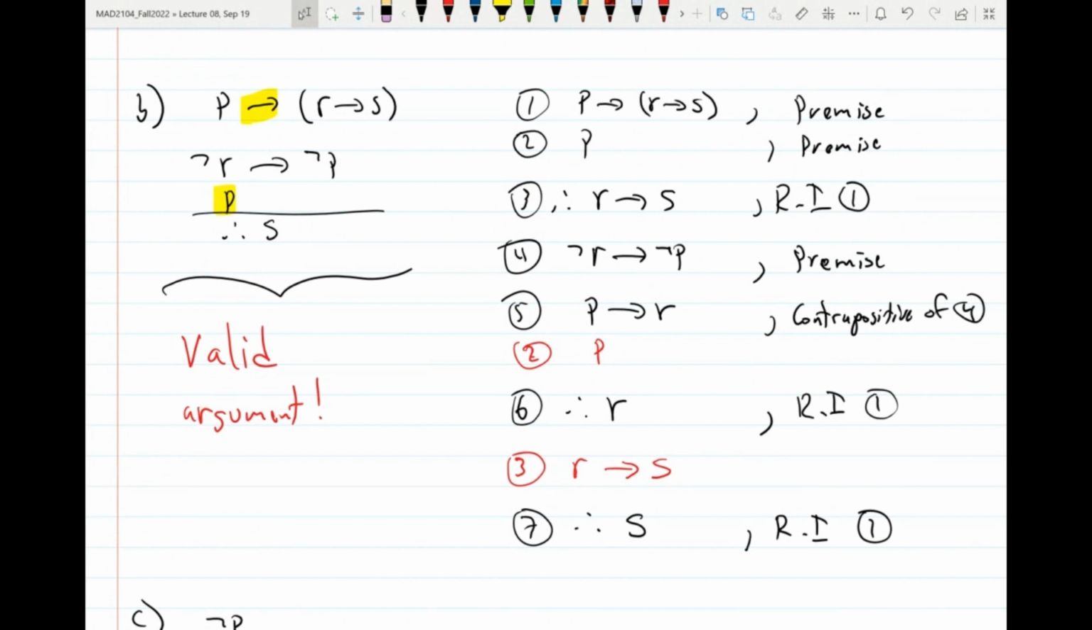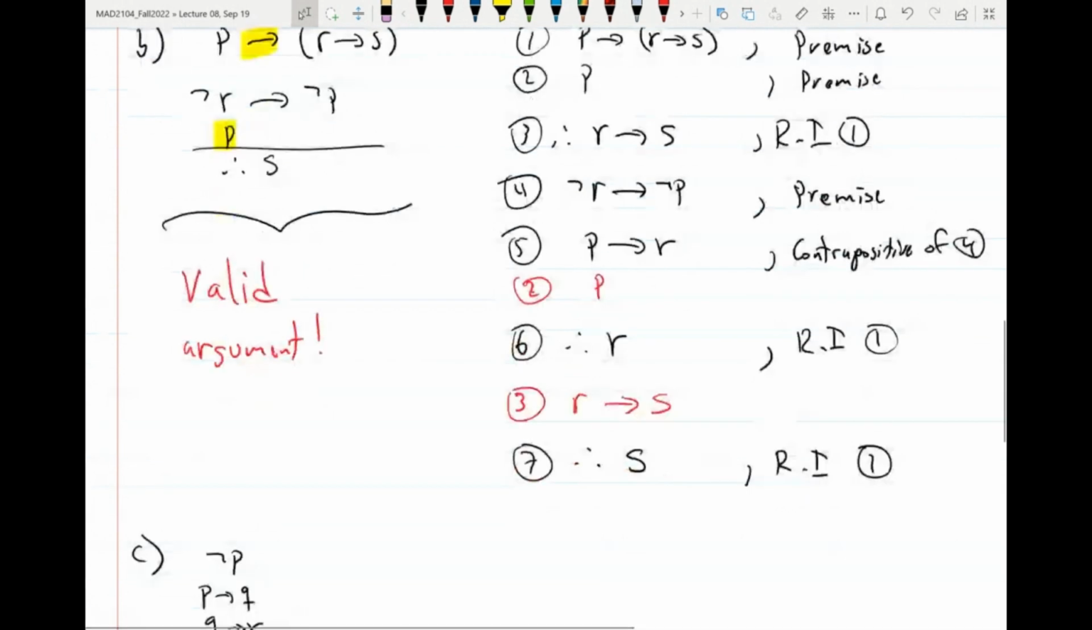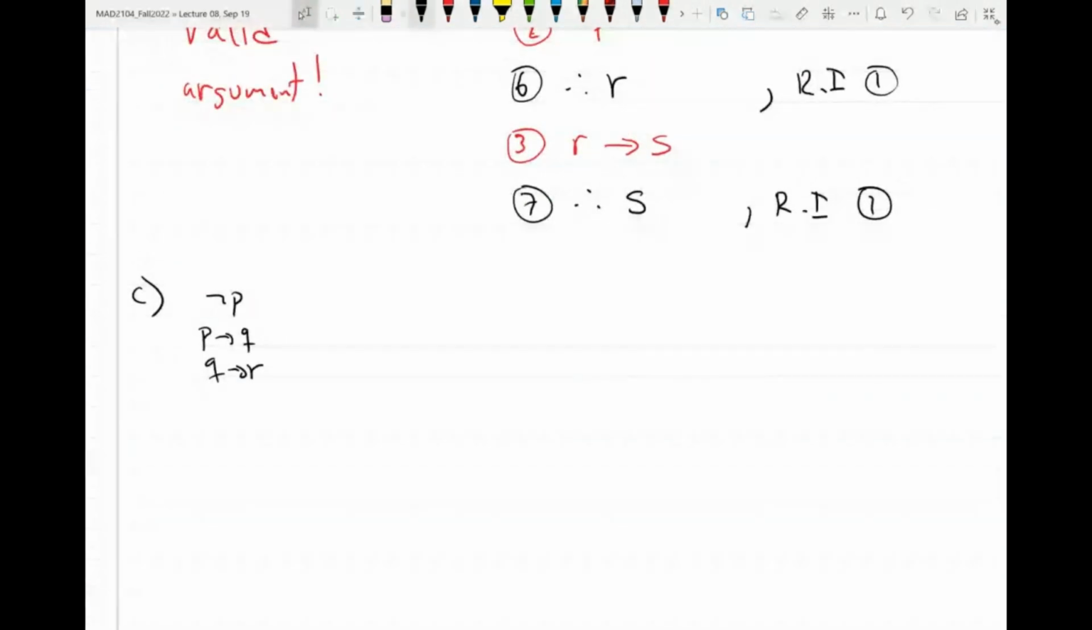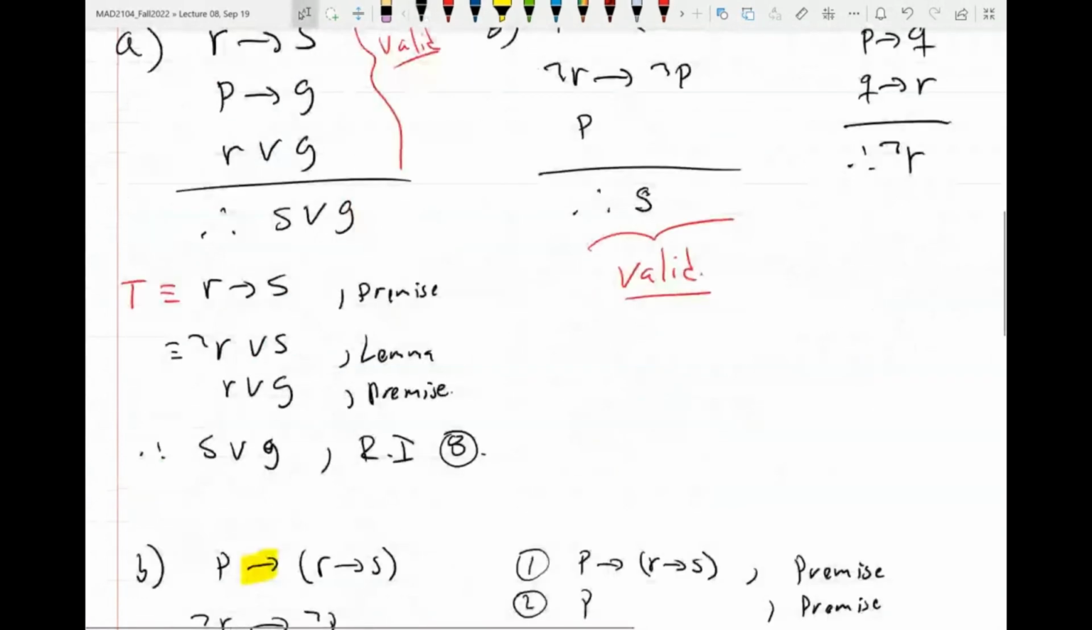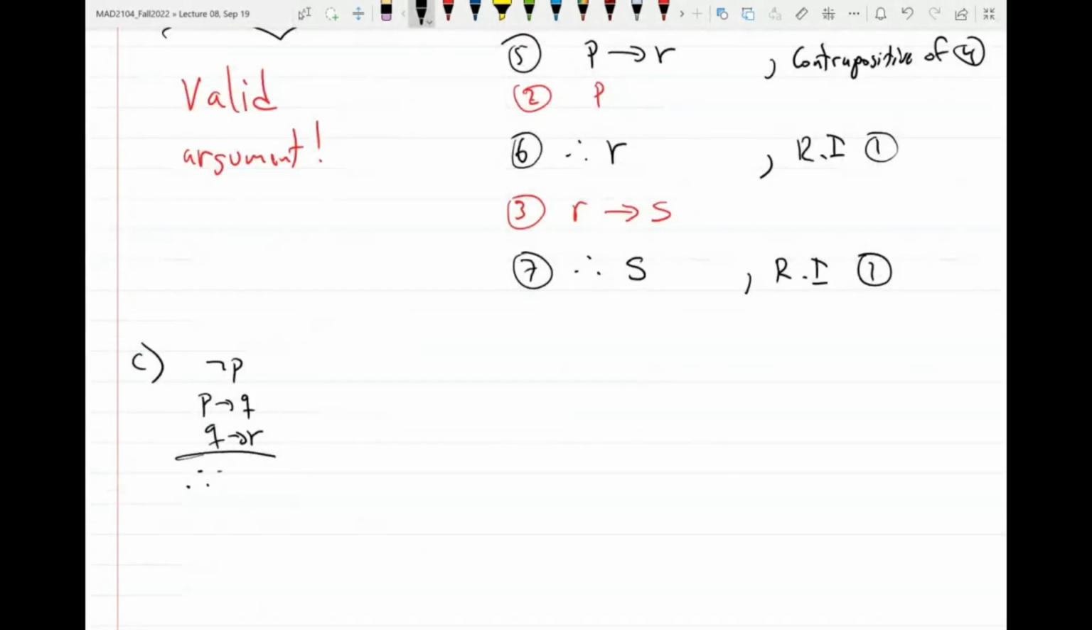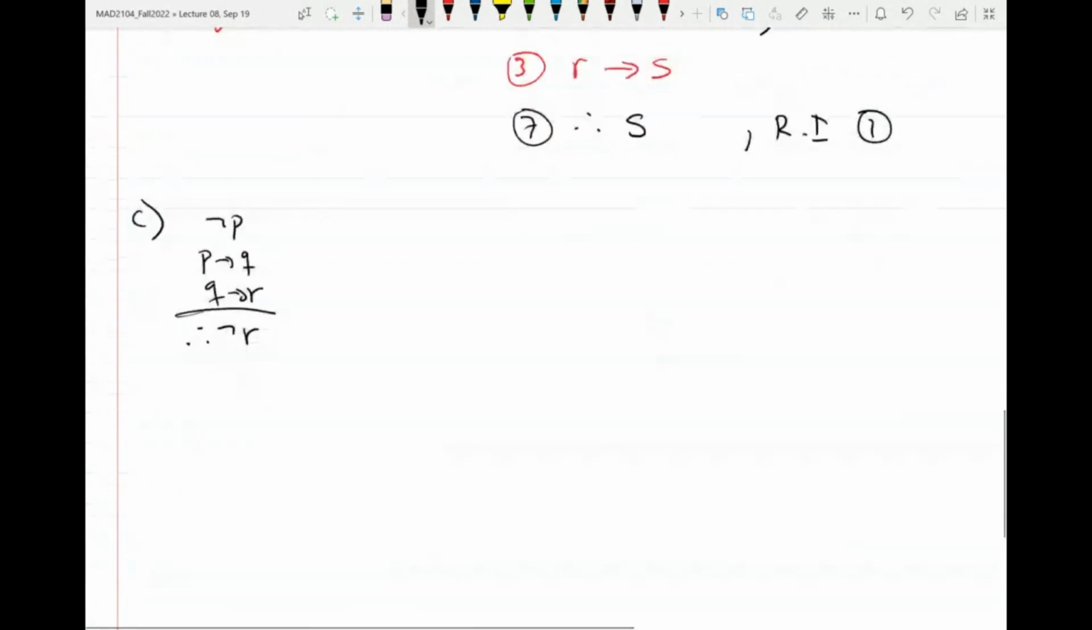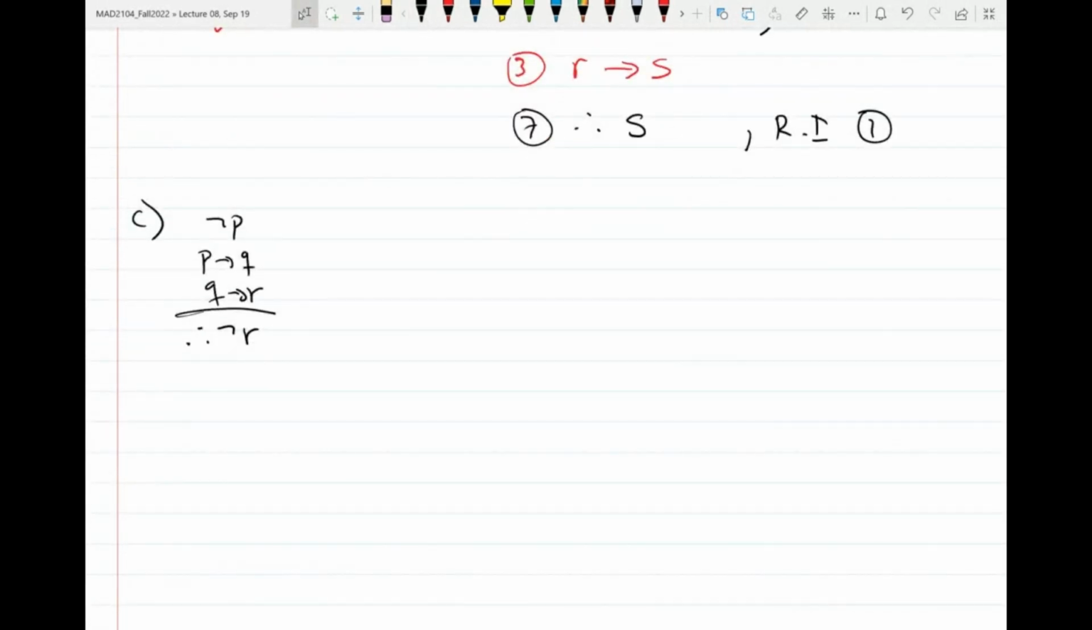Okay? If you say that it's invalid, you need to tell me why. How do you say that something is invalid? You have to give me a counterexample. Look, when P is false, when R is true, and when S is false, this breaks. What does it mean to break? Your premises are true, but then the conclusion will be false. Okay? So let's keep that in mind. Okay, so those are our 3 premises, and the conclusion is therefore not R. Okay, so think about it for a second.